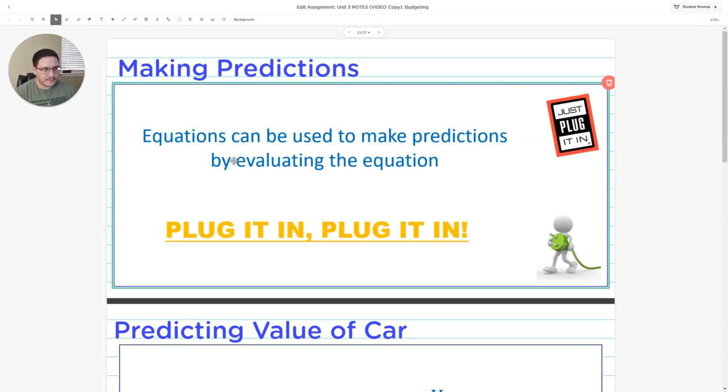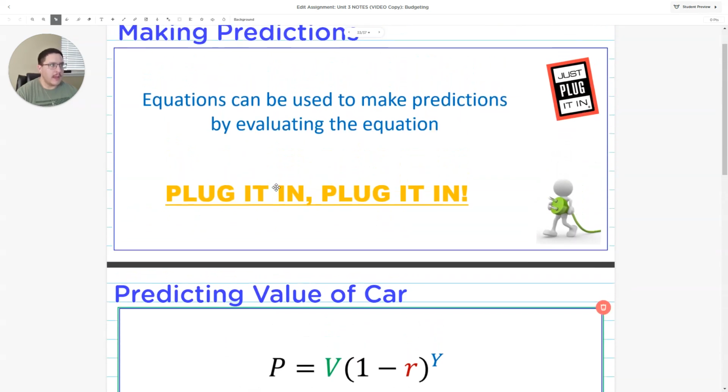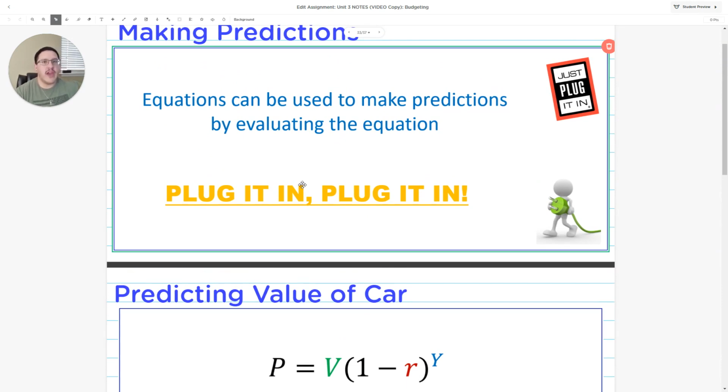Making predictions. Equations can be used to make predictions by evaluating the equation. So we're going to be looking at a future value formula. If you remember 3.04, when we were talking about housing, houses appreciate in value as the years go by, especially if you make modifications to the house, if you improve on the structure, on the flooring, the house in general. Maybe you add a new countertop to the kitchen. Maybe you added a new sink. You repaired the floors, added new carpet, whatever. And as time continues, in general, houses will appreciate in value.